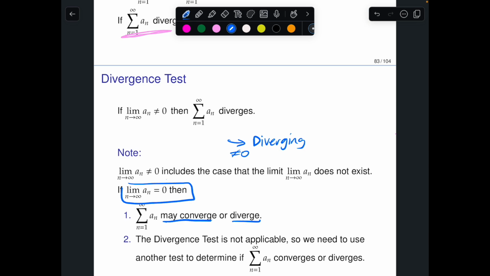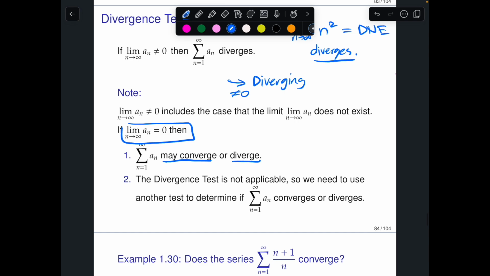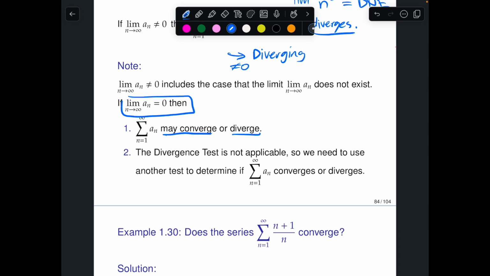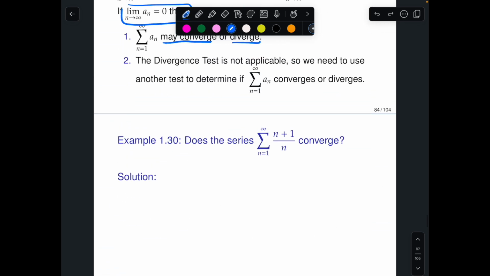And this includes the case that the limit doesn't exist as well. So if you find the limit and it explodes to infinity either way, let's say something like this, where it's unbounded, and so therefore it does not exist, you can say that the series diverges. But if it does equal 0, then you need to use a different test, and we'll go into that a bit more later. I figured the way I'll actually split it is I'll go through this one example, because this uses the divergence test, and then I'll go through the rest of it in a separate video.